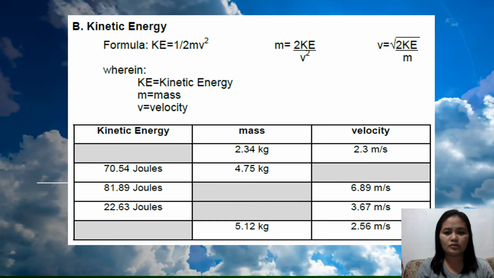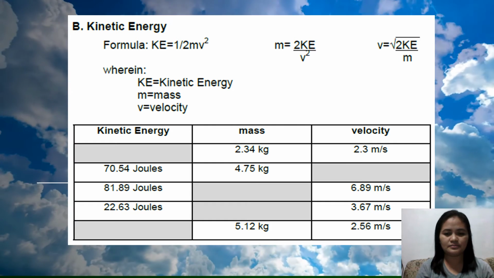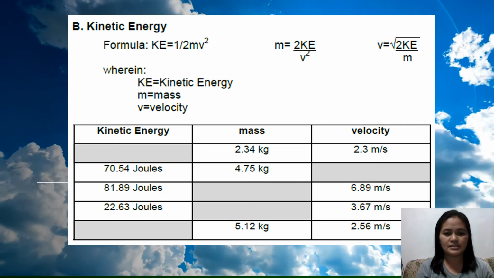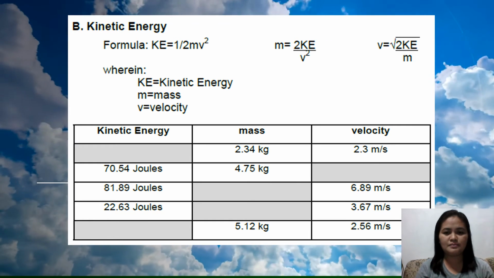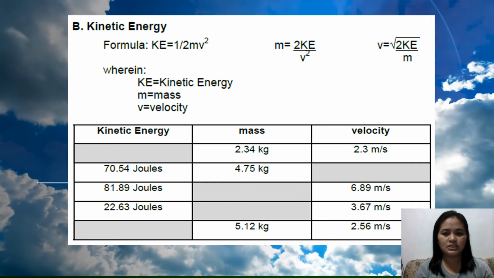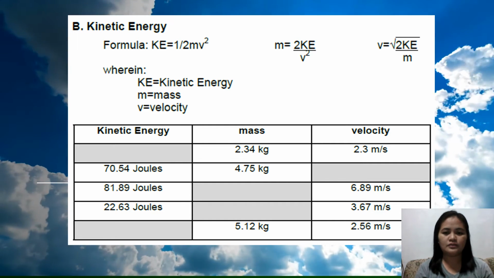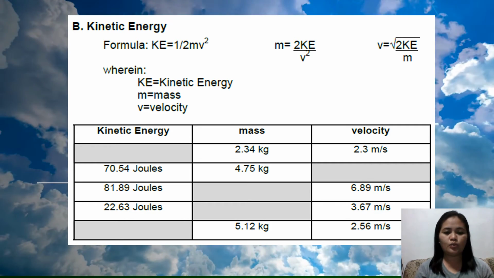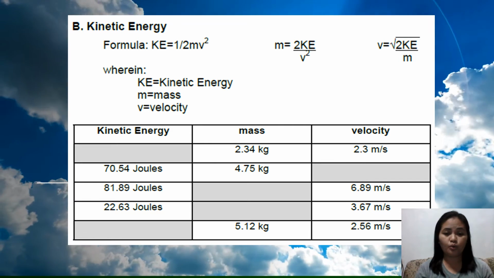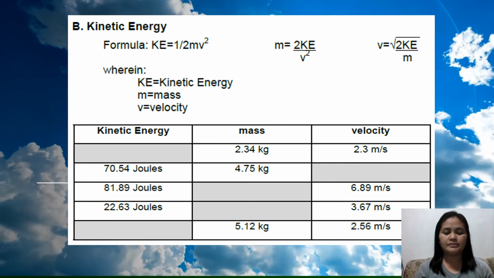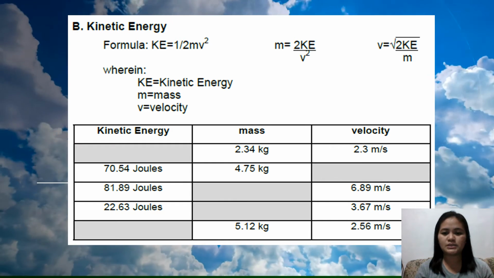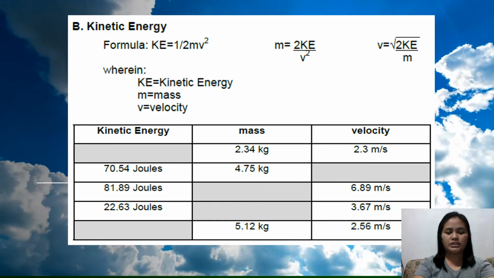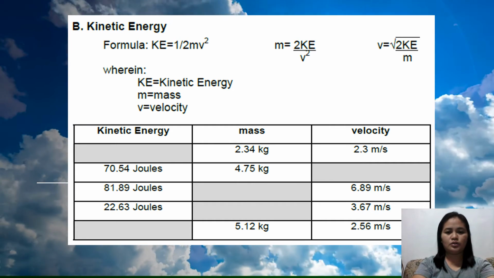Sa third row, ang nawawala ay mass. Mass. What is the formula? M is equal to 2KE over or divided by velocity squared. Paano mo gagawin yan? 81.89 times 2 divided by the square of 6.89. So, square mo muna yan bago mo gamitin divisor ni 2KE. And that will give you your mass.